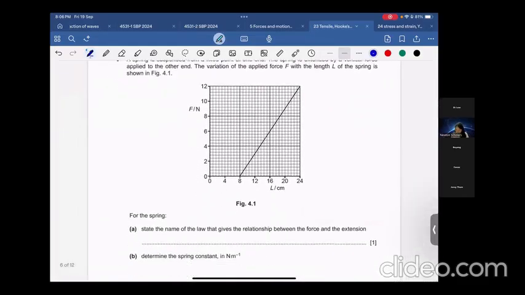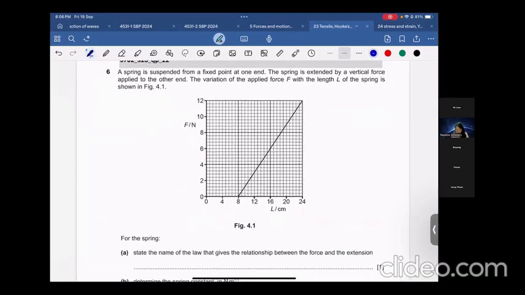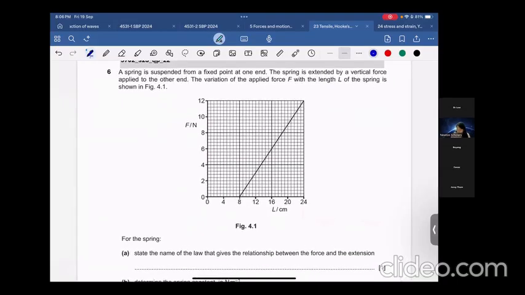Okay. So a spring is suspended from a fixed point at one end. So here, spring suspended. The spring is extended by a vertical force. So here, extended by a vertical force, for example, something like this, to the other end. The variation of force and the length is shown.